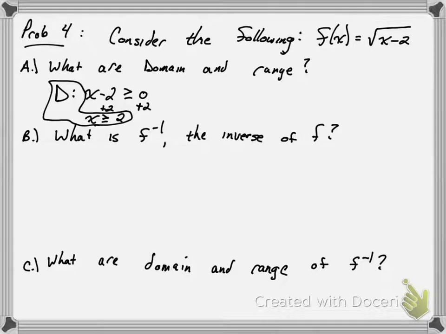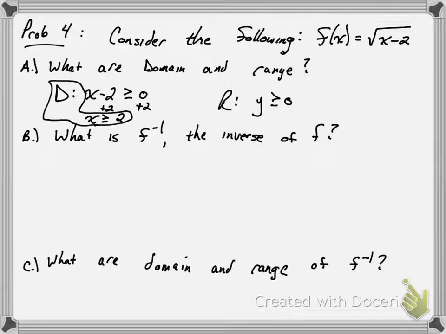Now, range is a little bit trickier. There's not really a telltale sign to do it. But because we're talking about a square root, obviously you can never get a negative from a square root of anything. So again, my range then is going to be y is greater than or equal to 0 because of the square root.